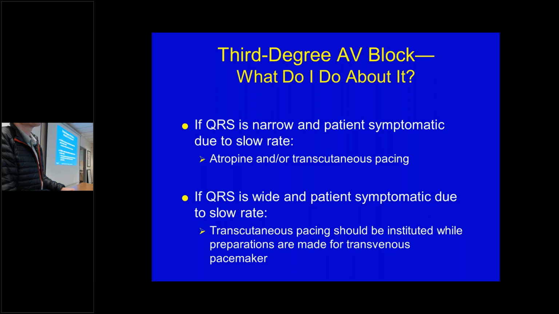So, I take the first bullet point to be that we're in a third degree block, which is complete, which means it's subnodal, right? It's below the AV node. It can be at the AV node as well. A third degree complete can still be at the AV node. That means atropine would have no effect on it, wouldn't it? Because if that only gets down to the AV node, and the AV node is blocked.